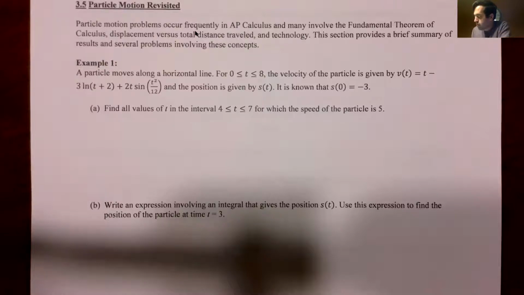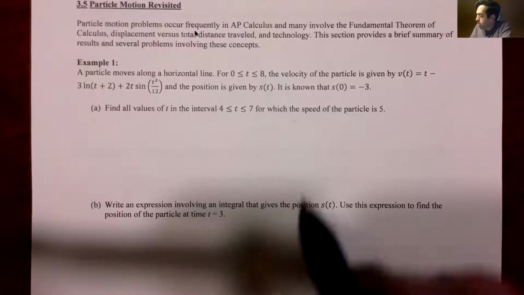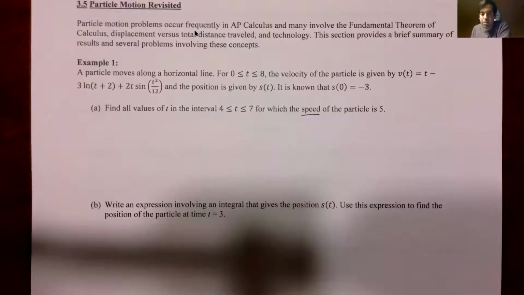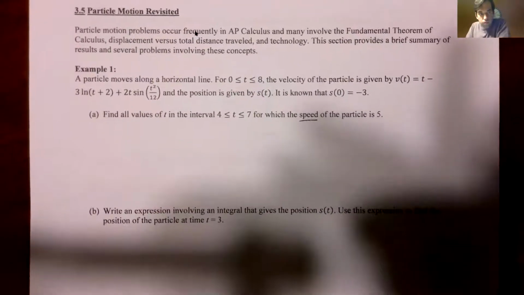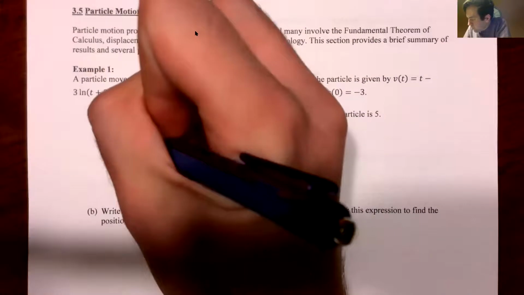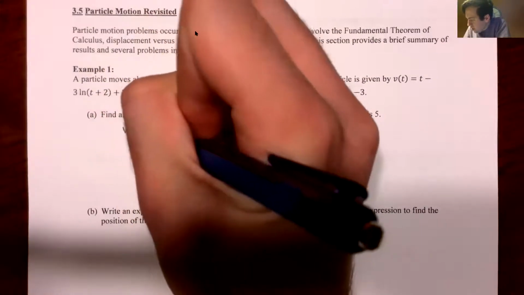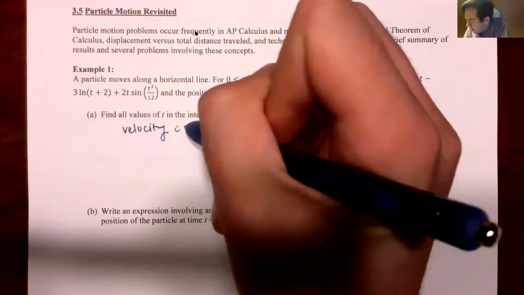All right, part A. Find all values of t in the interval from 4 to 7 for which the speed of the particle is 5. The first thing that we need to know in order to answer this question is that speed is the absolute value of velocity. Speed doesn't matter if you're moving forwards or backwards. It's always positive. So if the speed is 5, then the velocity can be +5 or -5.